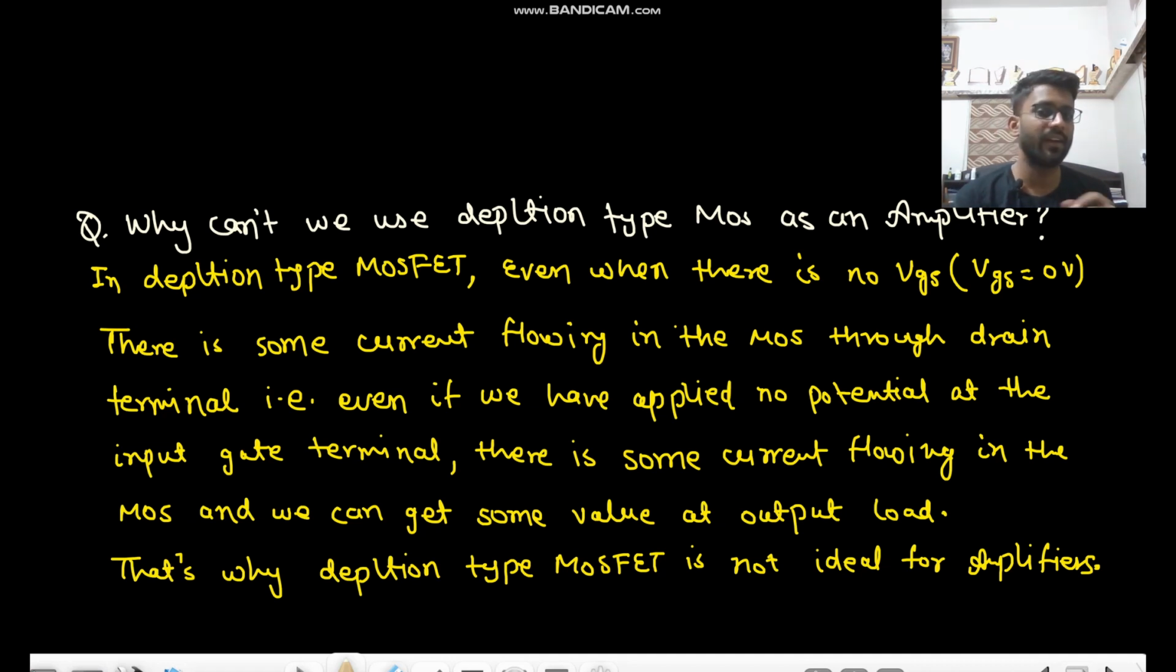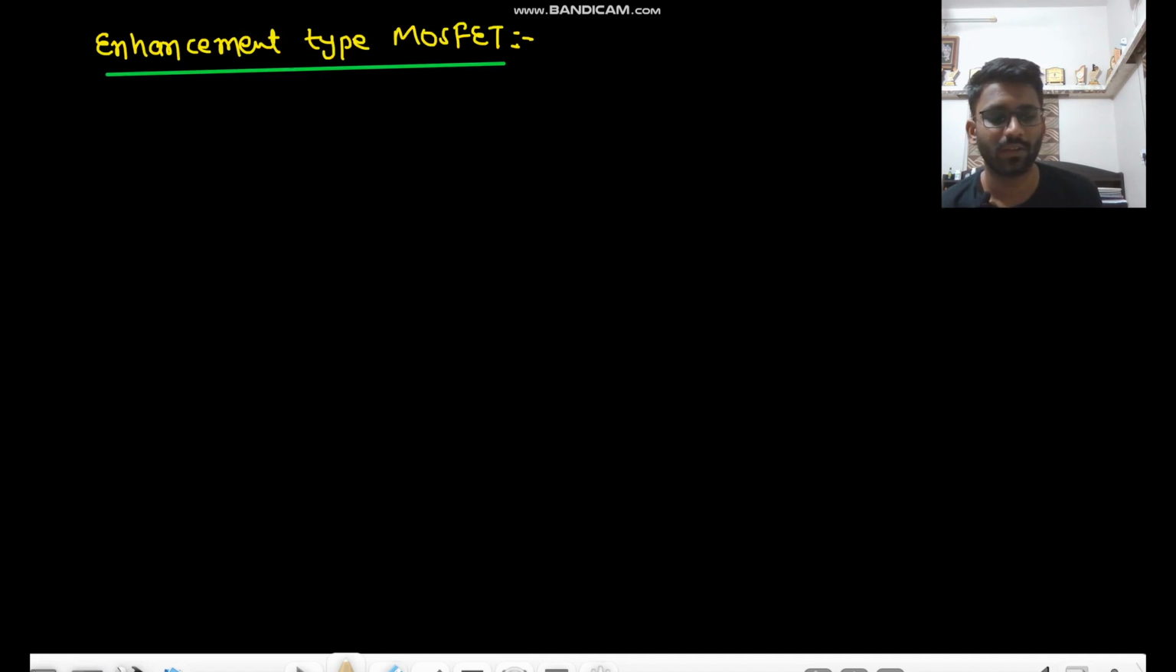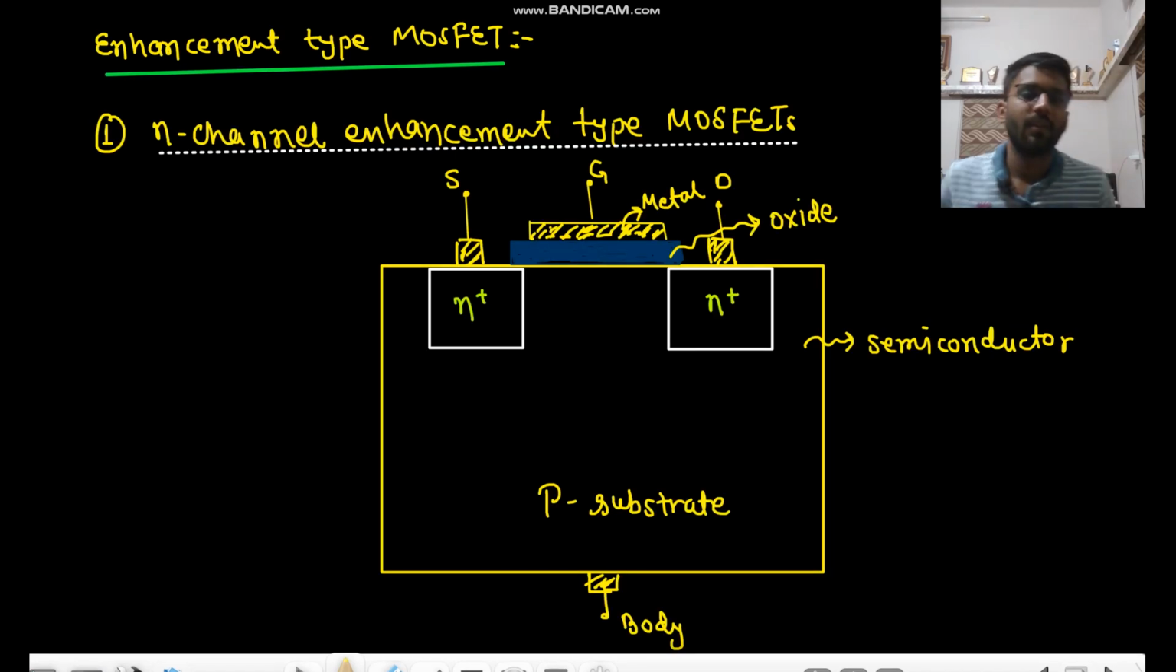Now, I haven't told why we use enhancement type for amplification. I have just told why we don't use depletion type for amplification. Okay, now time for the enhancement type one. Now we will see enhancement type MOSFET.